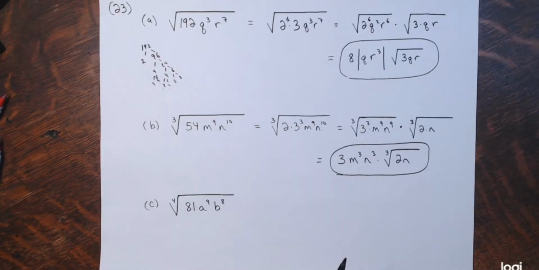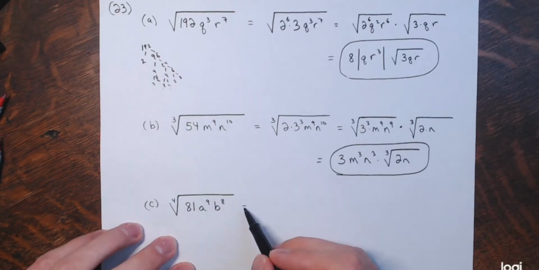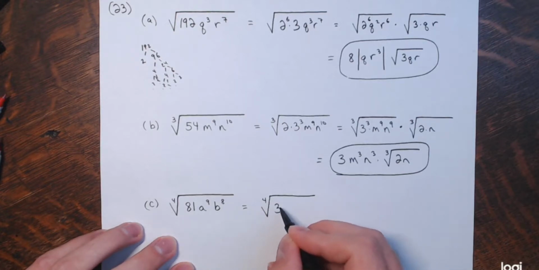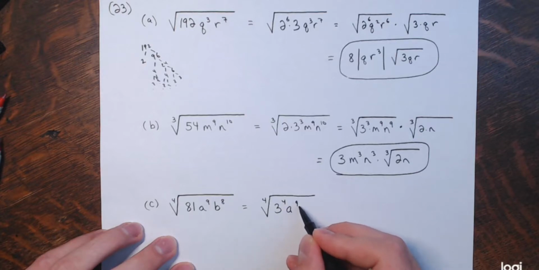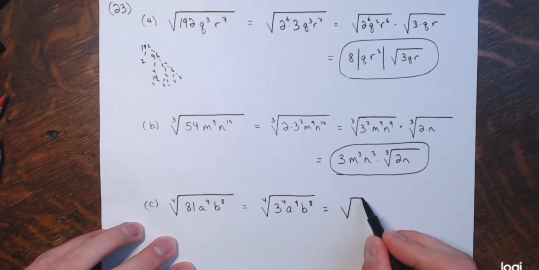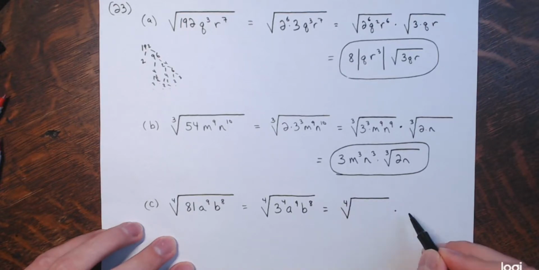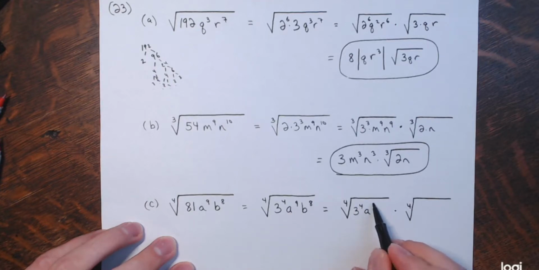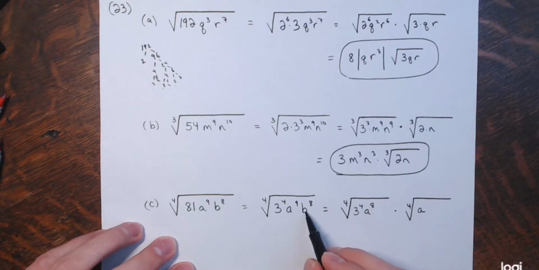Alright, fourth root time. 23 part C. This is a fourth root. Now 81 is just 3 to the 4th. So that's fourth root of 3 to the 4th times a to the 9th times b to the 8th. And I break it up, product property, right, to a fourth root of 4th powers times a fourth root of non-4th powers. 3 to the 4th clearly is. a to the 9th can be broken up to a to the 8th, right? A 4th power, the power is a multiple of 4, times a to the 1st. And b to the 8th is a 4th power, so b to the 8th.